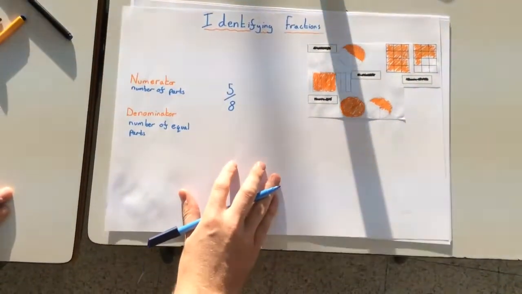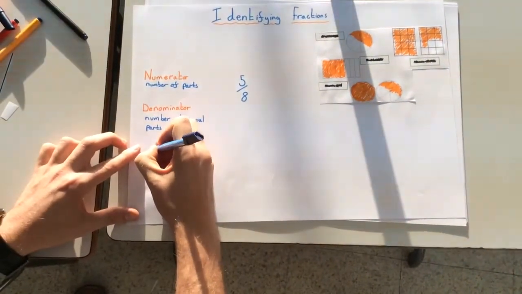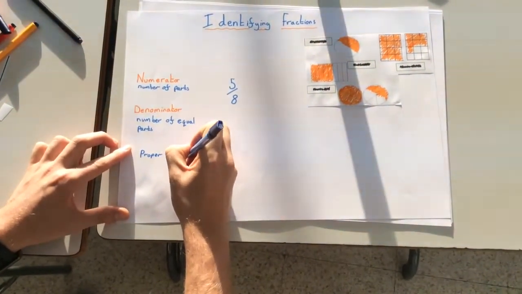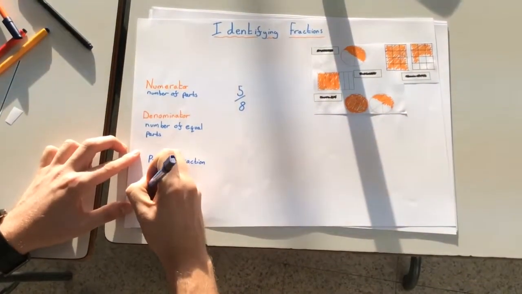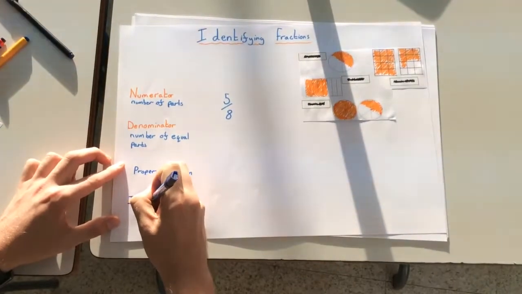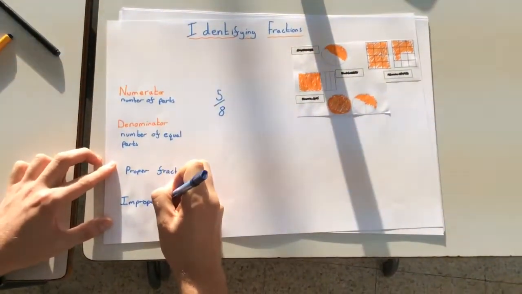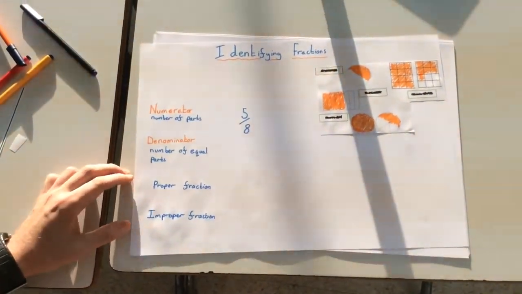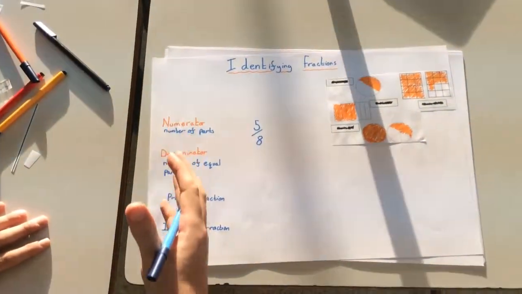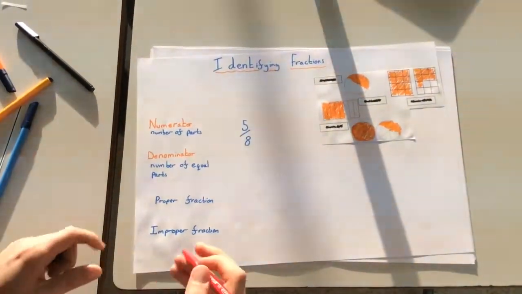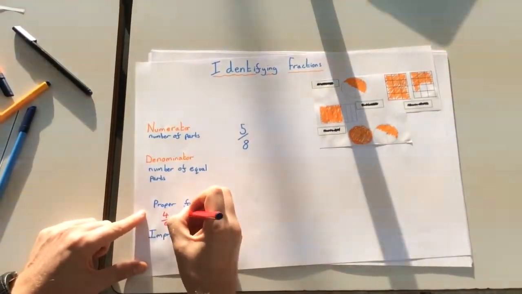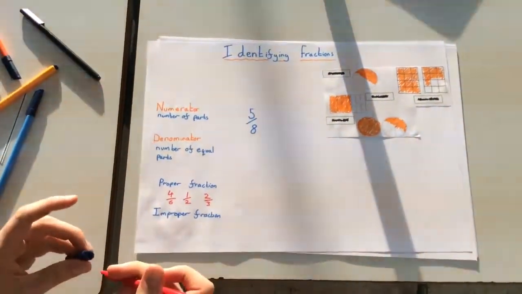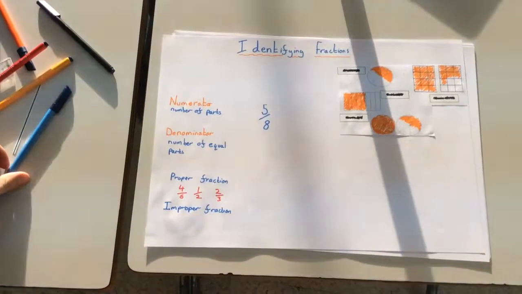Okay. And we actually learned two other phrases. We learned proper fraction and improper fraction. Now the difference is that a proper fraction has a smaller numerator than a denominator and is less than 1. An improper fraction is more than 1, so the numerator is bigger than the denominator. For example, a proper fraction might be 4/6, 1/2, 2/3. All of the numerators are smaller than the denominators.